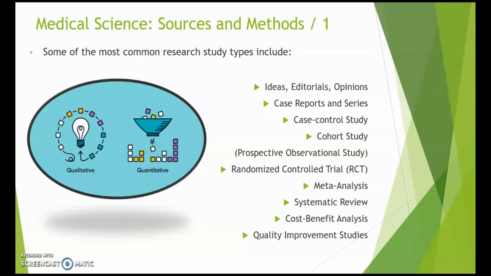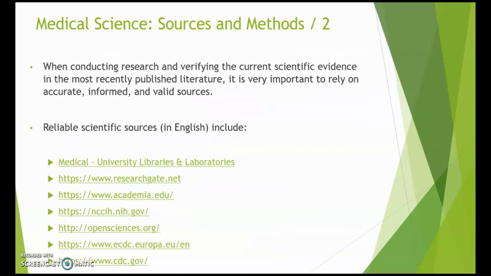Now, studies aside, another important factor to keep in mind to better grasp current scientific evidence is where to find it. And that's what we're gonna talk about next. When conducting research and verifying the current scientific evidence in the most recently published literature, it is very important to rely on accurate, informed, and valid sources. Now, the way we should approach medical science is being professional, being well-informed, and also maintaining a healthy skepticism, as we will see in the next few slides.